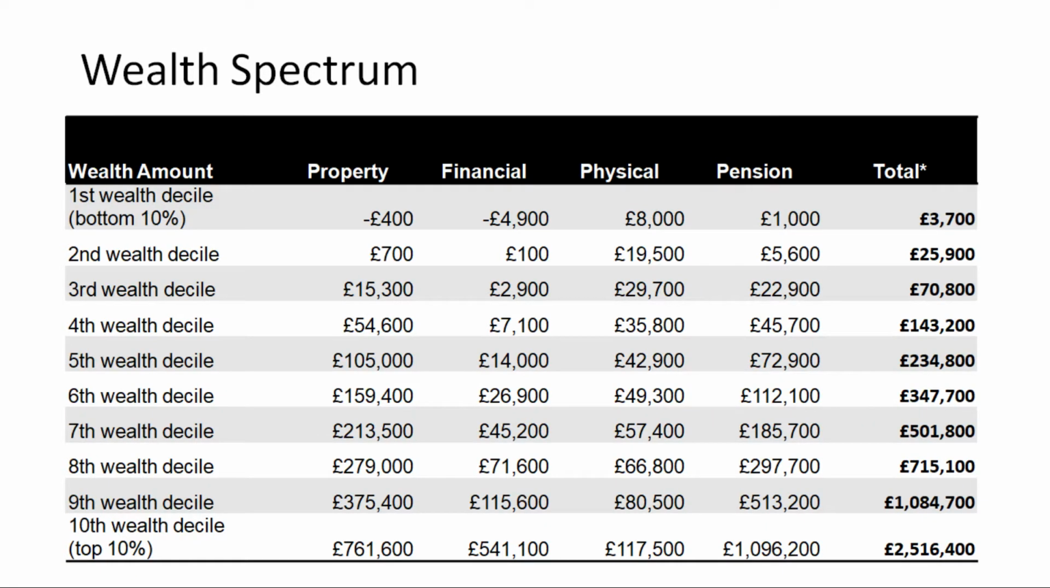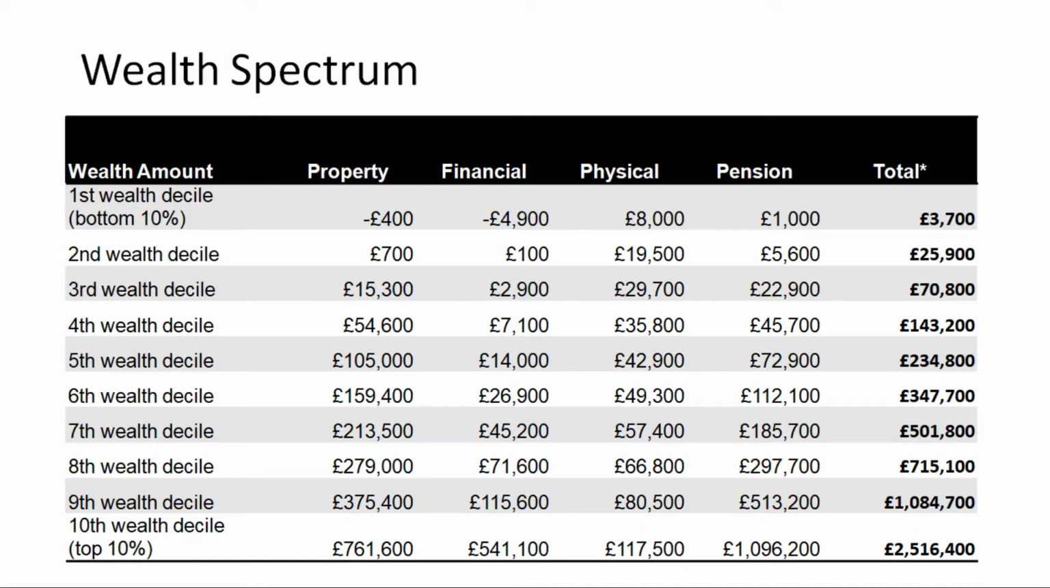When you look at the bottom 10% of people and you look at their financial assets and their property assets, it's negative on average. So that means those people tend to be in debt. So they've taken loans out, credit cards and so on. They're really struggling. But if you look at their physical assets, it's positive. It's about £8,000. So the majority of their wealth sits in physical assets, things that they consume. And very little sits within pension.